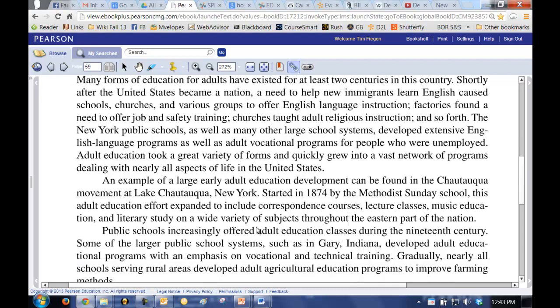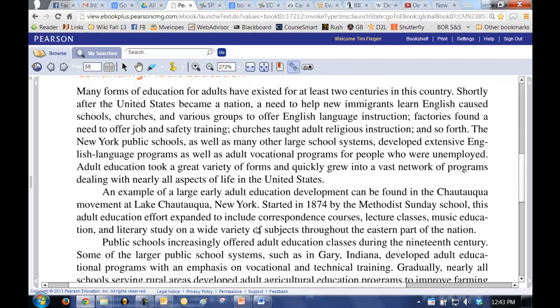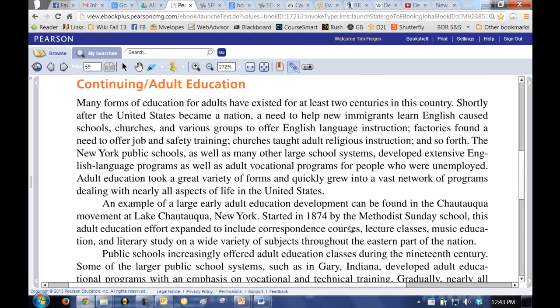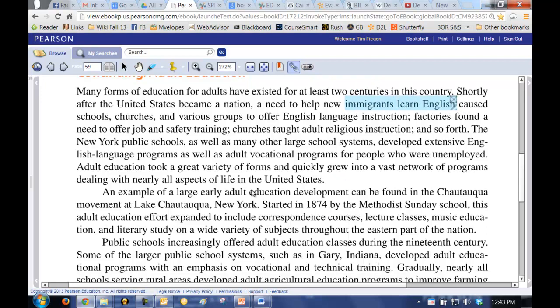And we're going to continue with adult education. And it has a number of things here. It has existed for centuries. First of all, the immigrants provided instruction for the new immigrants to this country to learn English. That was the first form of it, and of course it was done by schools and churches. Factories decided they had to do some safety training. That was adult ed. Churches taught religious instruction.